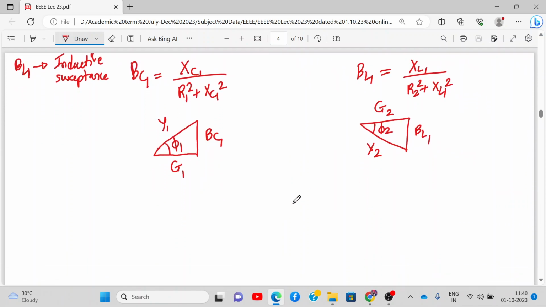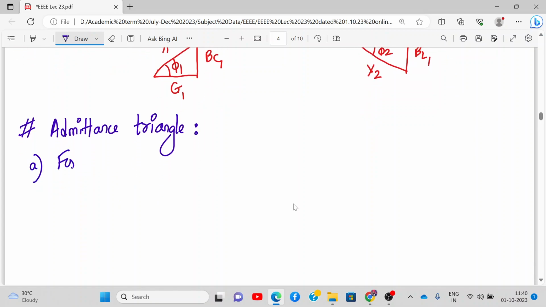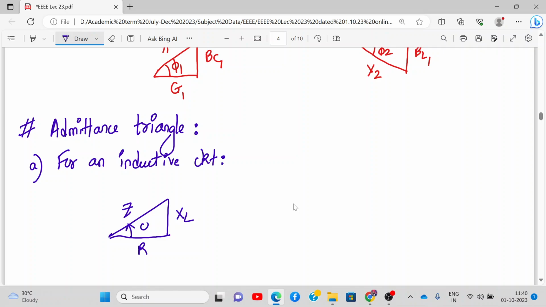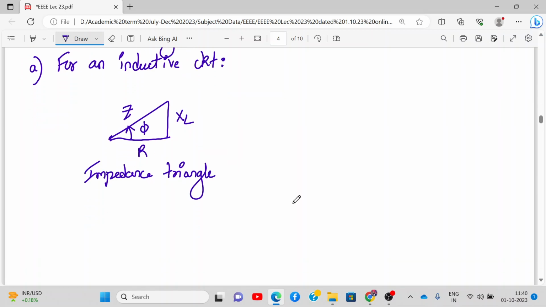Now the next concept is the admittance triangle. So let us write it down. Like we have the impedance triangle, now we have the admittance triangle also. For an inductive circuit, what was the impedance triangle given by? The impedance triangle was like this. You remember? It was given by Z, XL and R. I hope you have not forgotten. This is the impedance triangle for an inductive circuit. You can go back and check. Now what was Z given by? Z square was given by R square plus XL square. Agree?